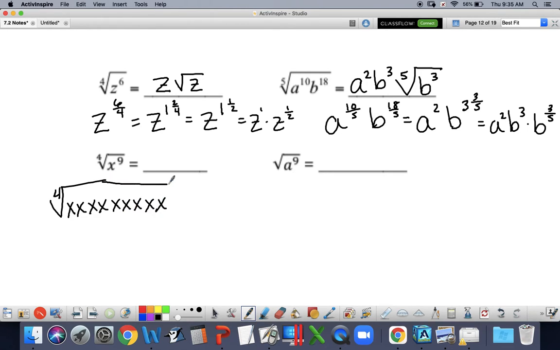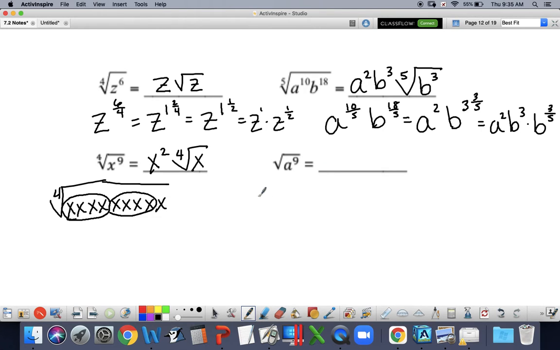So I have the 4th root of x to the 9th. I circle my first 4 x's. I circle my next 4 x's, and I see that I have another x left over. So that tells me that I get to take out an x and another x. So I have x squared, and I'm left over with the 4th root of x underneath the radical.